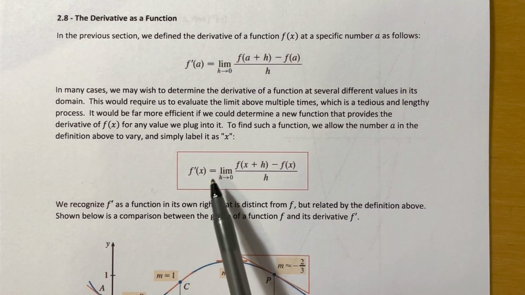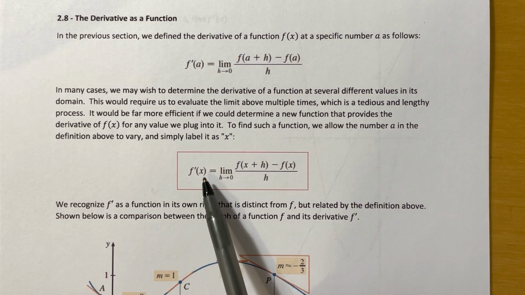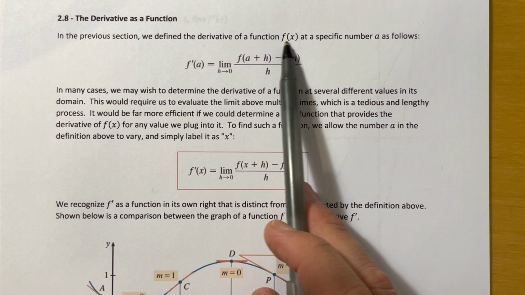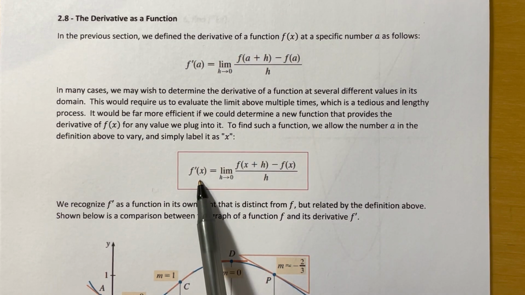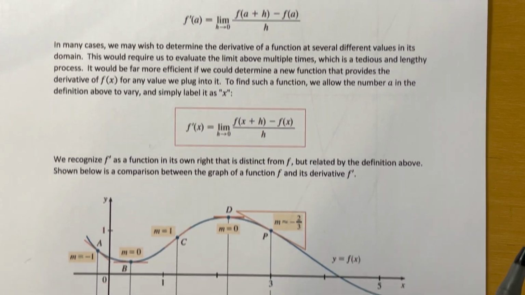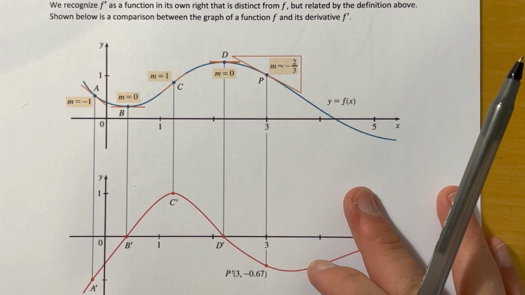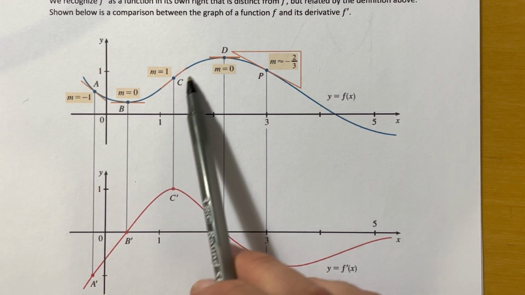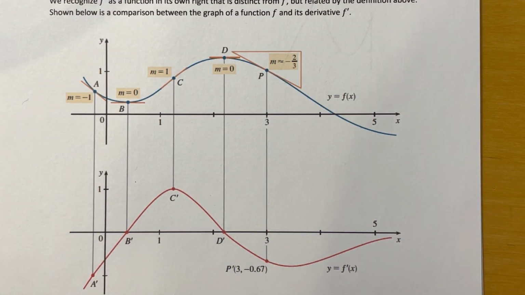And by saying f prime of x, we're looking at f prime as its own function. So that means when we're dealing with derivatives now, we're technically going to be looking at at least two functions: the original function f of x and another function which represents the derivative of f of x. And here's an example of a graph of two such functions. In this case, the blue graph represents some function y equals f of x. The red graph is f prime of x.